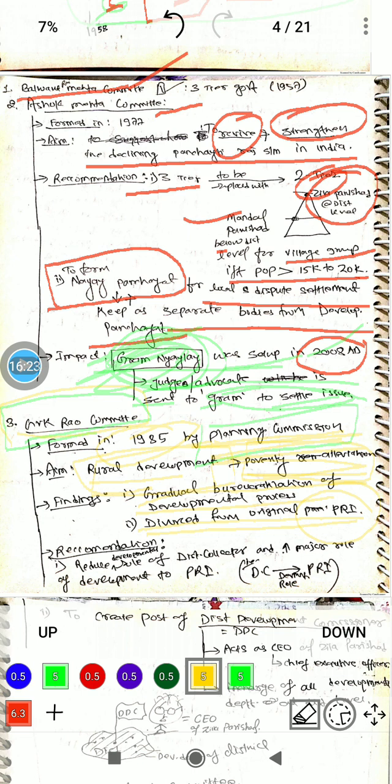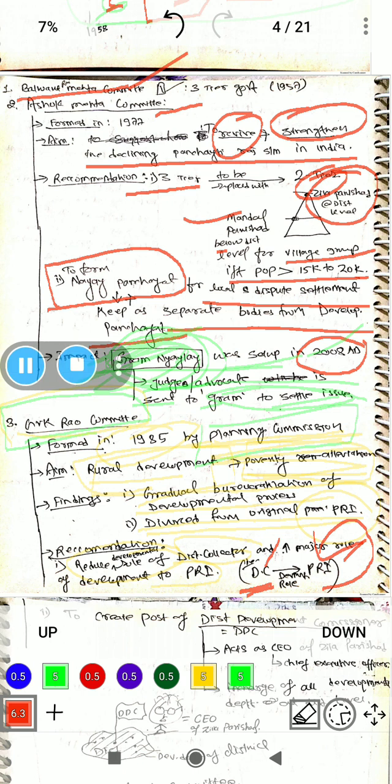So what did it recommend? It recommended that the developmental role of the district collector should be decreased, and the major role for development should be transferred to the PRI. Meaning there is a DC and there is the PRI. The district collector's responsibility towards development should be decreased, and it should be transferred to the PRI. So the PRI should be given the major development role. So what happened?